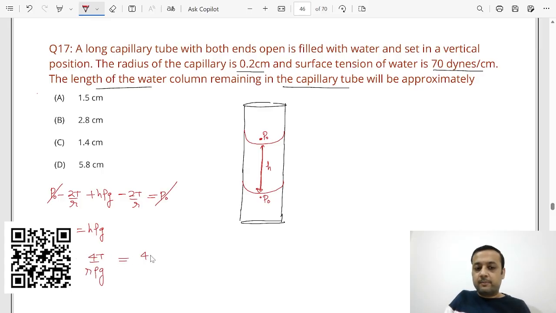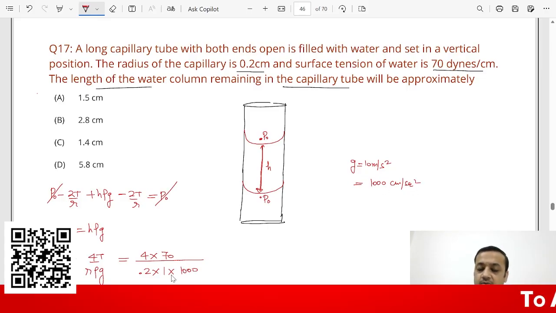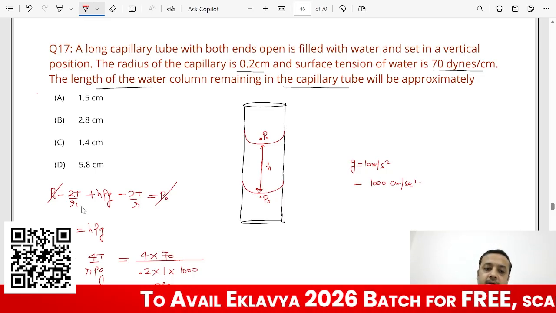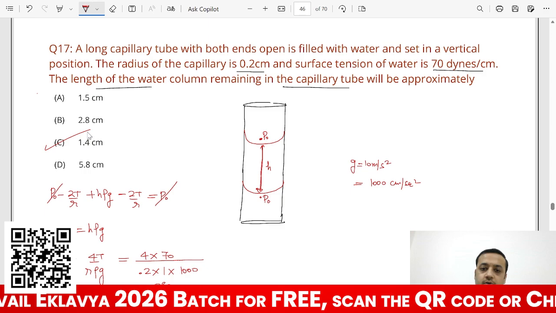Now let me put everything in CGS units. Tension in CGS is 70 dynes per centimeter. Radius is 0.2 centimeter in CGS. Density of water is 1000 kg per meter cube, but in gram per centimeter cube it is 1. So 1 gram per centimeter cube, and gravity is 10 meter per second square, so in CGS it will become 1000 centimeter per second square. So gravity will be put as 1000 in CGS. So that means this becomes 280 upon 200, which is nothing but 1.4 centimeter. So option C will be the correct answer for this question.